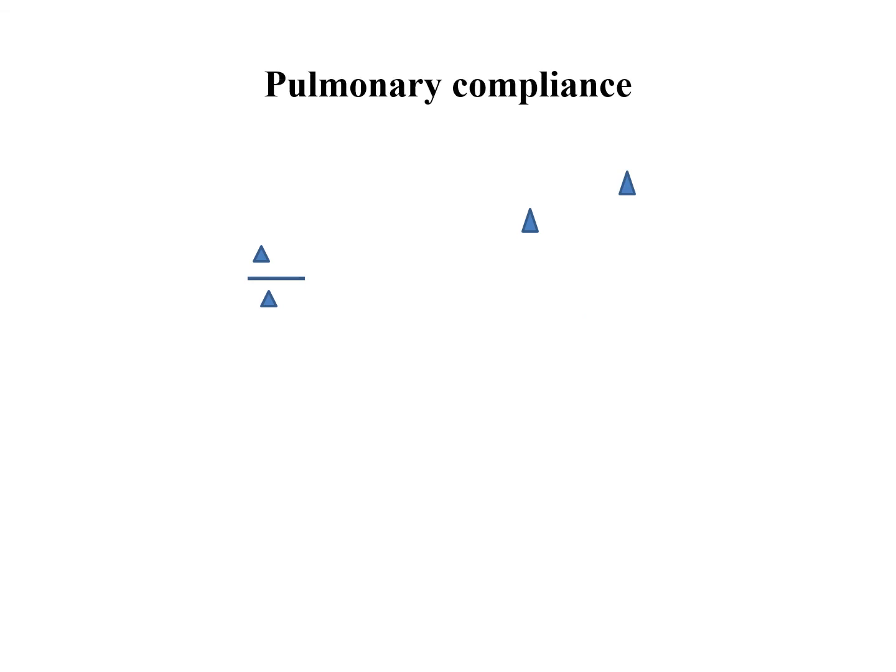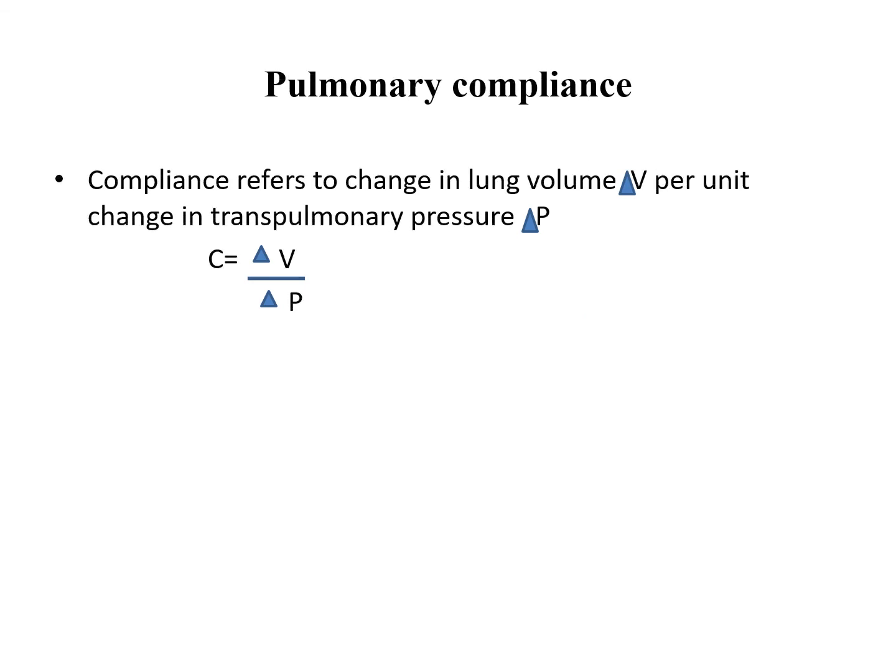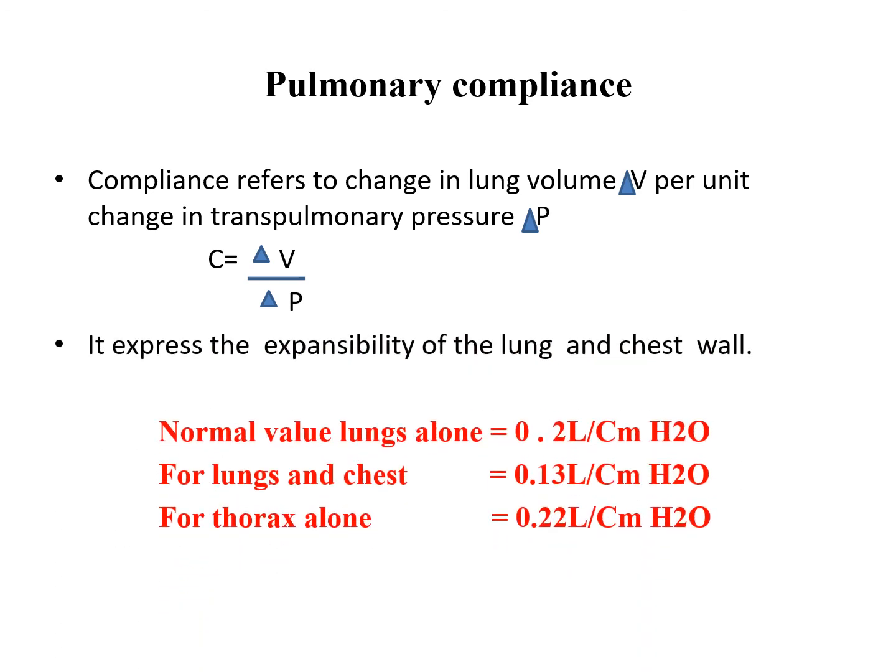Now we'll go to the third important topic, pulmonary compliance. It refers to changes in lung volume per unit change in transpulmonary pressure. Transpulmonary pressure is the pressure difference between the alveolar pressure and the pleural pressure. So compliance is equal to volume by pressure. This indicates that if the volume of the lung increases, the compliance increases. If the transpulmonary pressure increases, the compliance decreases. Thus it expresses the expansibility of the lung and chest wall. So compliance is nothing but expansion of the lung and chest wall.